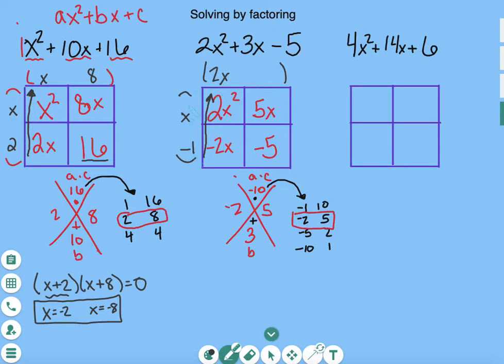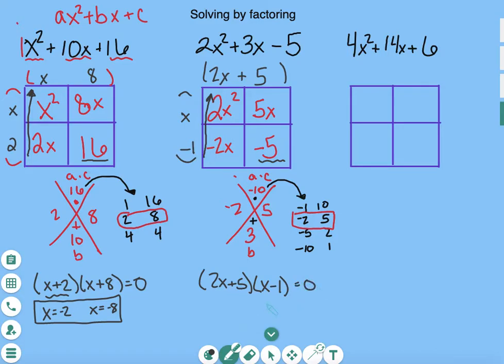Now that the side is filled in, we can find our final piece. So what times x gives us our 5x? That would just be 5. And just to check to make sure my math is right, negative 1 times 5 does give us the negative 5 that we need down in the bottom right-hand corner. So my two factors are 2x plus 5 and x minus 1.